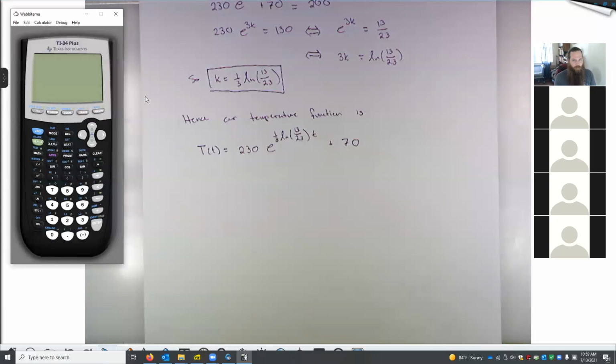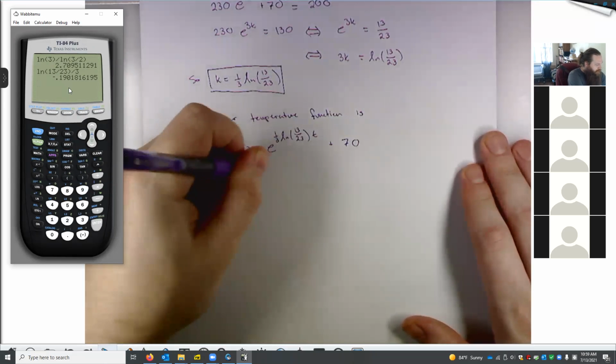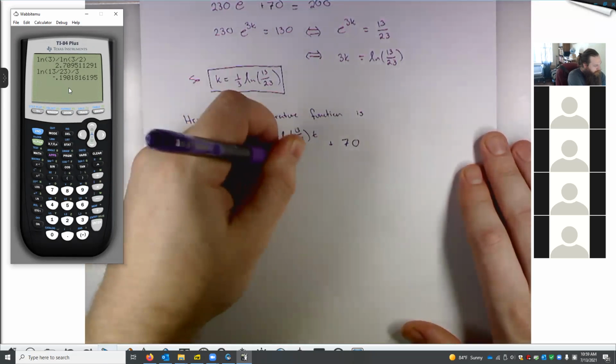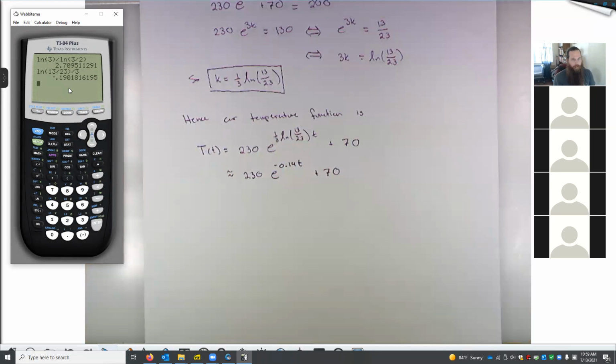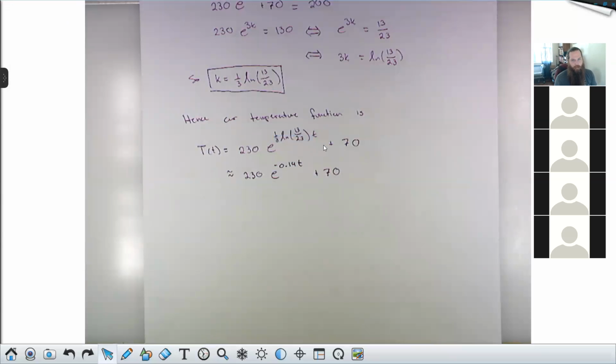It's not an uncommon thing here to approximate these. So if I wanted to, the natural log of 13/23 all divided by 3, that's negative 0.19. So this is approximately 230 times e to the negative 0.19 t plus 70. That sort of intuition, knowing that this is going to be a decaying exponential without doing the calculator thing, is important, right? So the observation that Maxwell made, that this exponent is negative, is a valuable one. So remember the argument here, the natural log term is negative because 13/23 is smaller than 1.